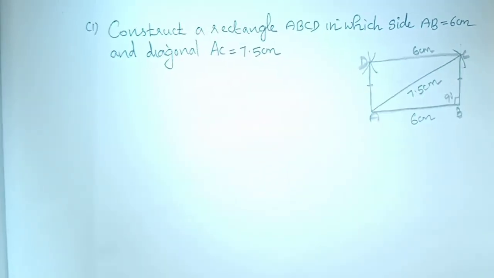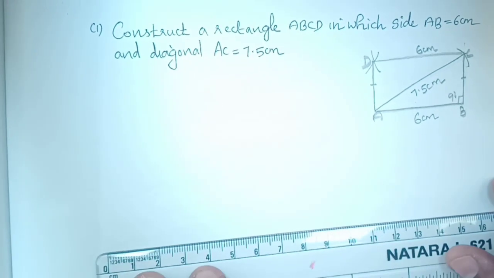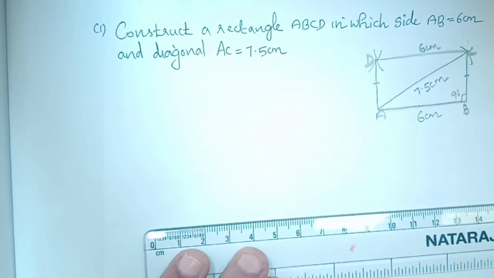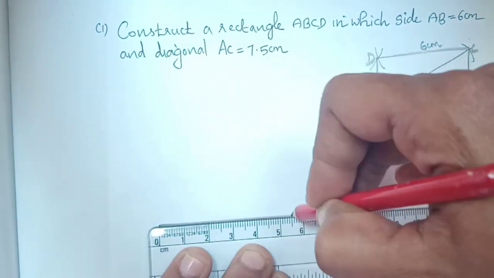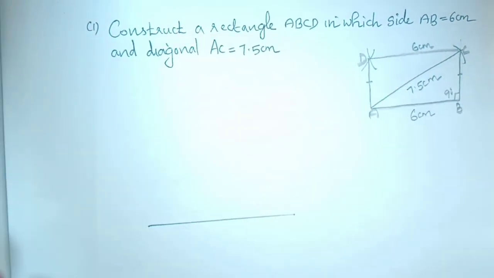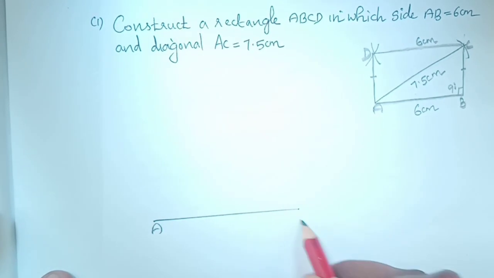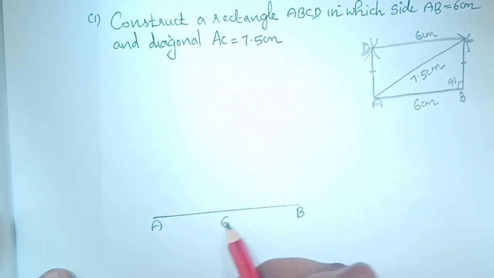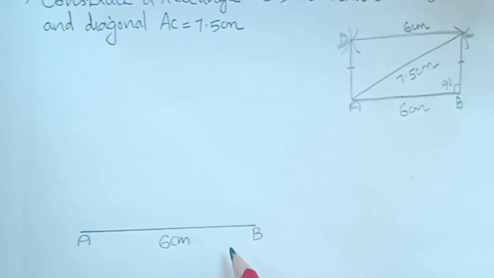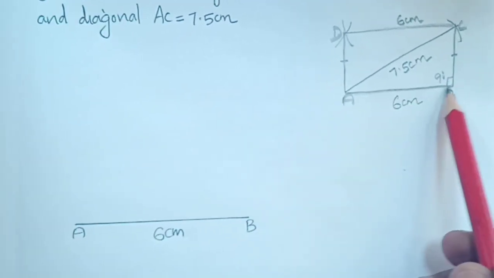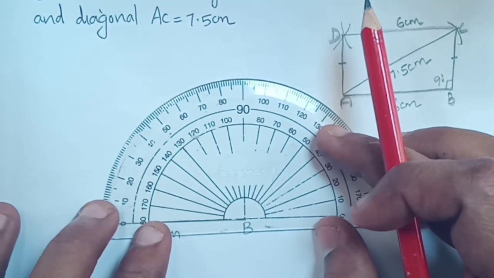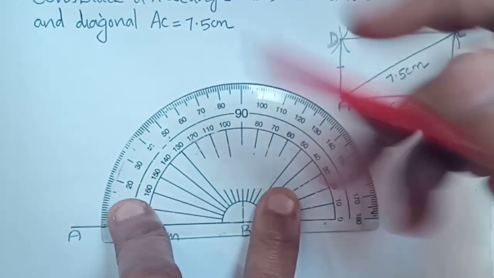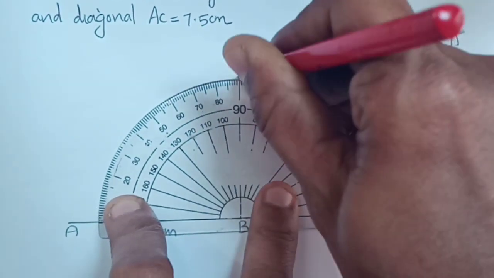So first draw a line segment AB. AB is equal to 6 centimeter. Then by using a protractor, measure 90 degrees from B. This is 90 degrees from B.